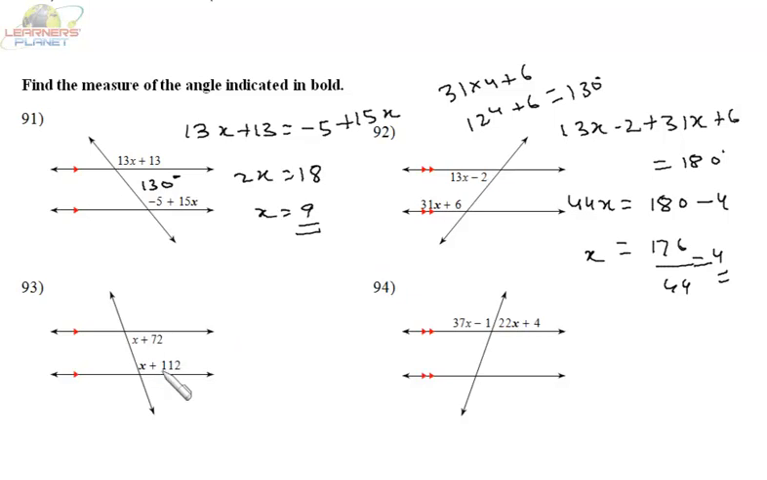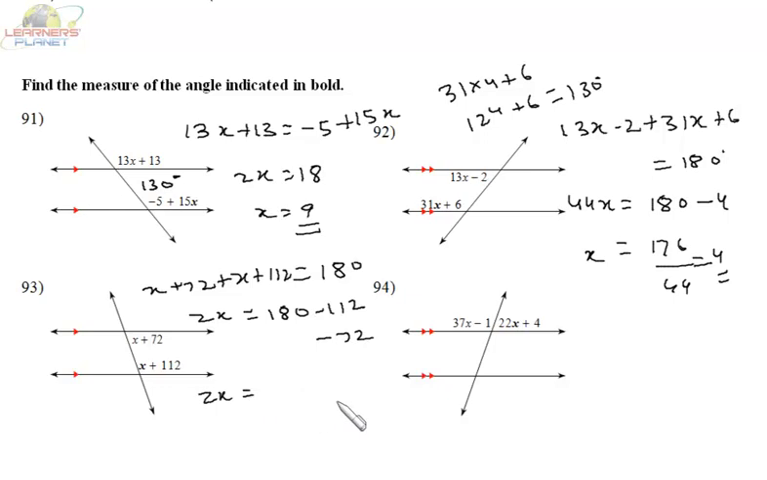In this case, further, both of them are interior angles, so their sum will be 180. So x plus 72 plus x plus 112 is 180. So 2x is equal to 180 minus 112 minus 72. So 2x is equal to minus 4. So x is equal to minus 2. Now we have to find out the value of this angle. So that is minus 2 plus 112, that is 110. Clear? So this is your answer.